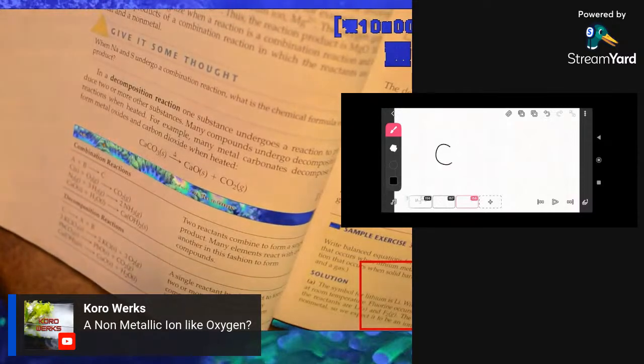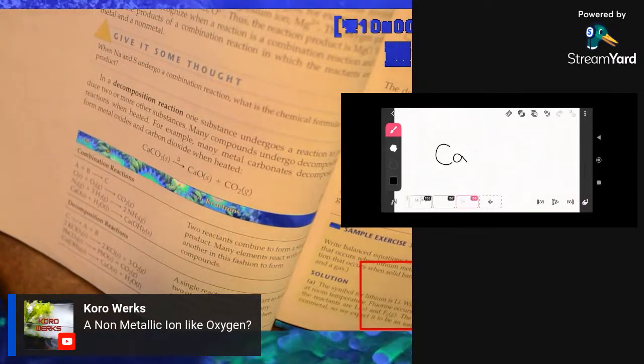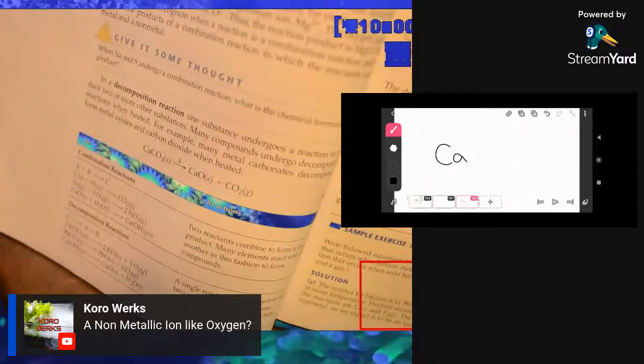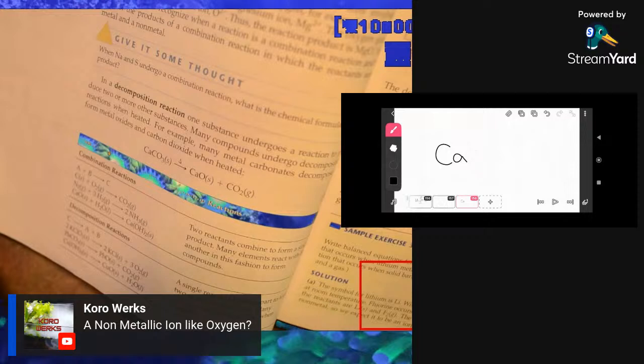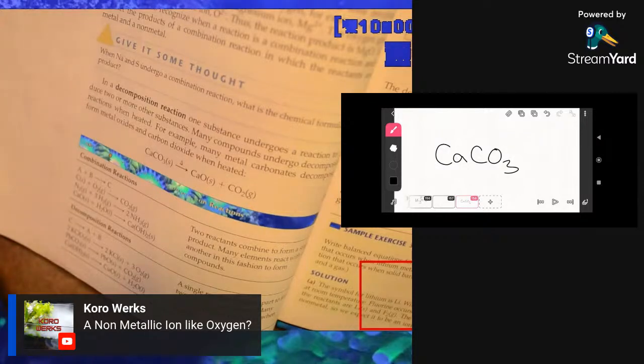Calcium. Hey guys, I'm gonna give you a heads up. When it says decomposition reactions and combination reactions, don't even worry about what any of that means. That's only if you're taking a test and they want to really grade you on all that. Really, none of that matters.